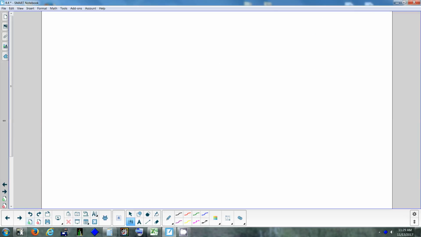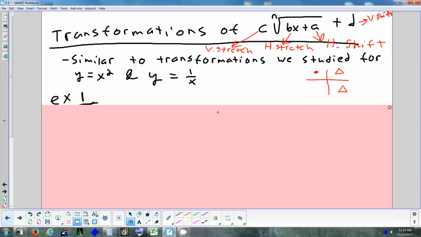Okay, and we've already come up with the order for writing the transformations, but again, if you don't remember them, actually the order is right there. A, B, C, D. That's the order you're doing them. Horizontal shift, horizontal stretch, vertical shift.